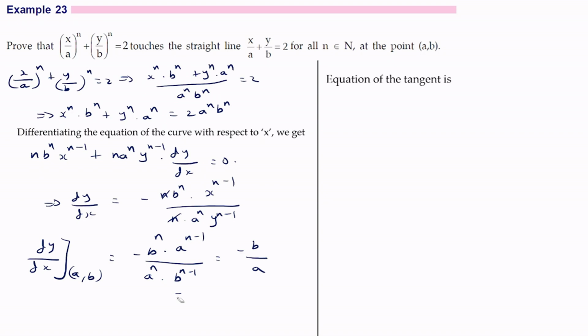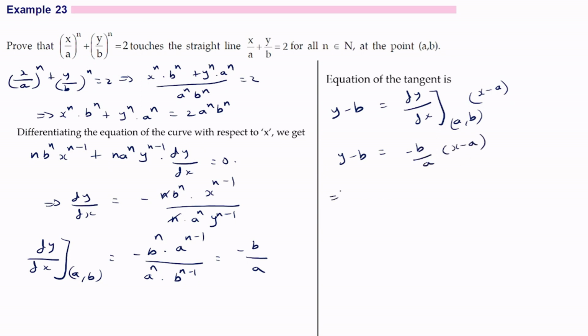So the equation of the tangent at this point (a, b) is given by y - b = (dy/dx at (a, b))·(x - a). So y - b = -(b/a)(x - a). Here let us bring this b to this side. So here we will get y/b - 1 = -x/a + 1. Here -x/a, and here -(-a/a) is +1. So from this we get x/a + y/b = 1 + 1, which is 2.